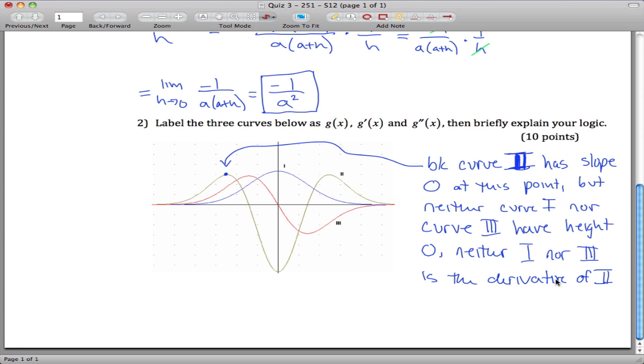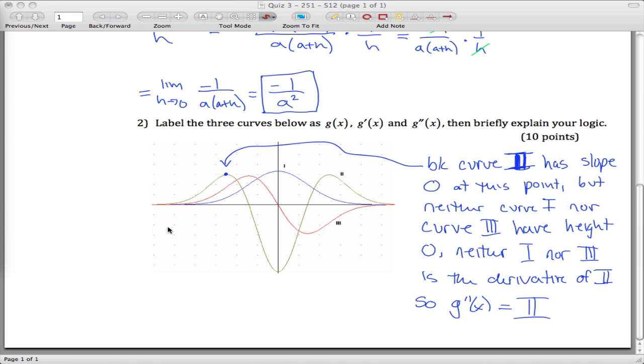So what does that tell us? Well, if nothing is the derivative of 2, 2 must be this guy right here, right? Because if 2 were this guy, then something would be its derivative. So g double prime of x is curve 2. And once you get one of them, the rest of the logic isn't too hard.